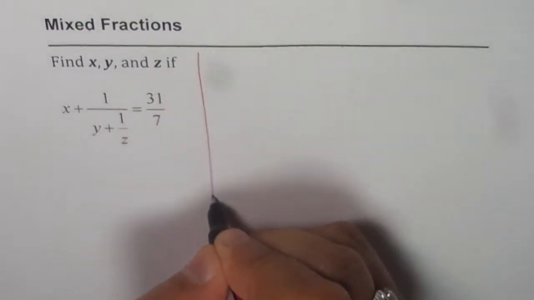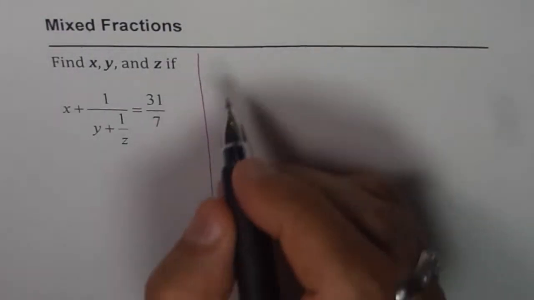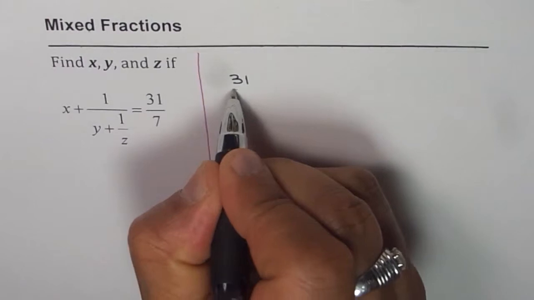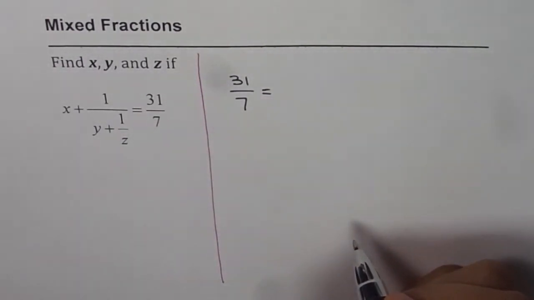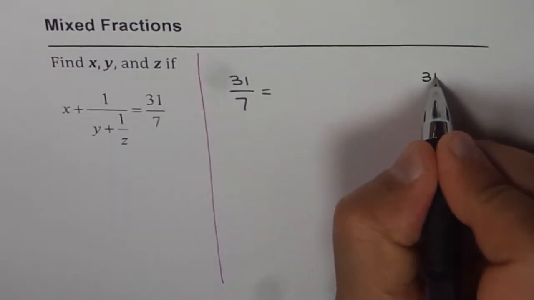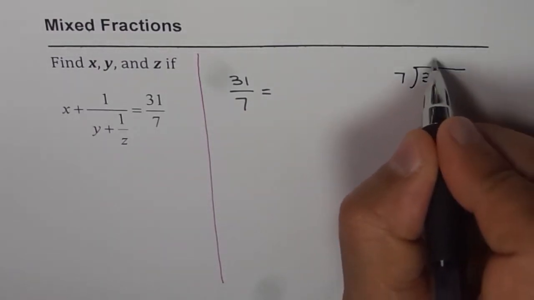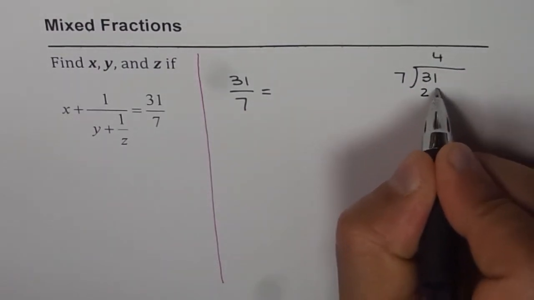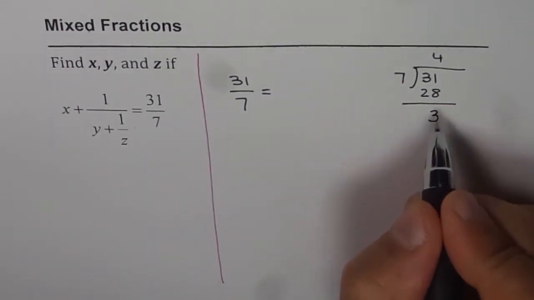So I'll do it on the right side of this page, and then we'll compare the answers. So we have 31 over 7. If I want to write this as a mixed number, that means a whole number and a fraction, I need to divide 31 by 7, right? So if I divide 31 by 7, what do I get? 7 times 4 is 28. And if we take away, we get 3 here as the remainder.